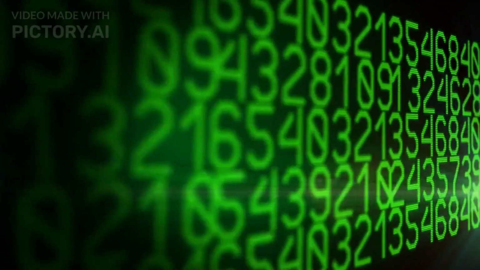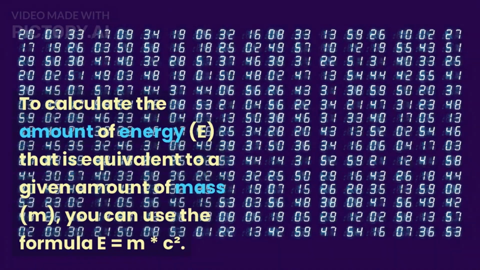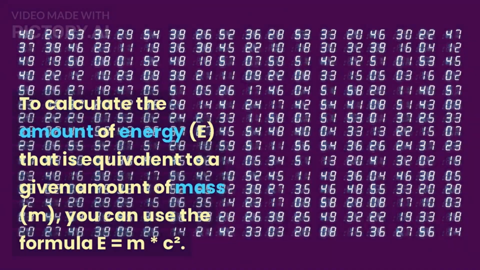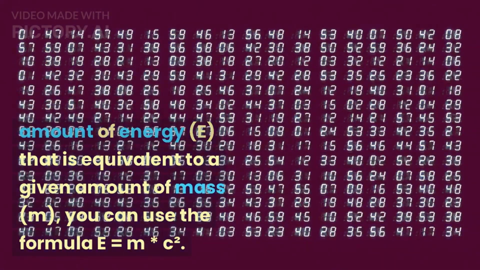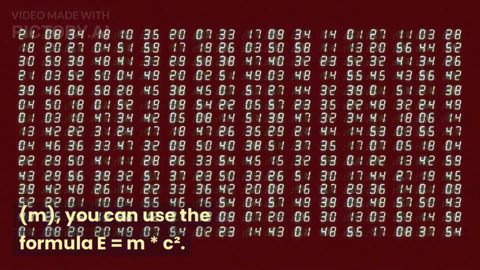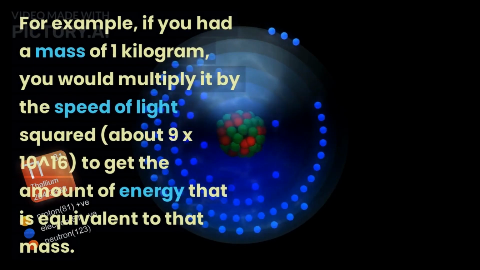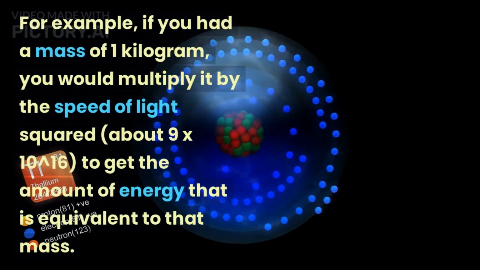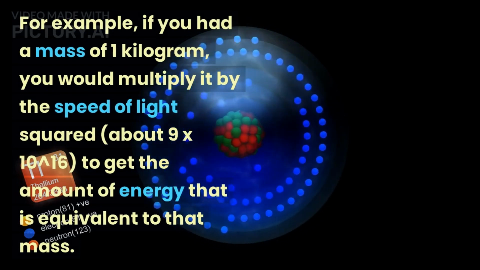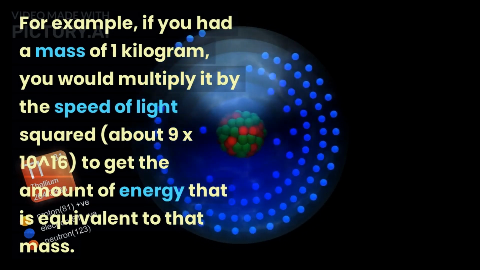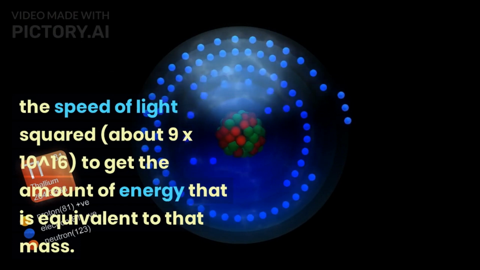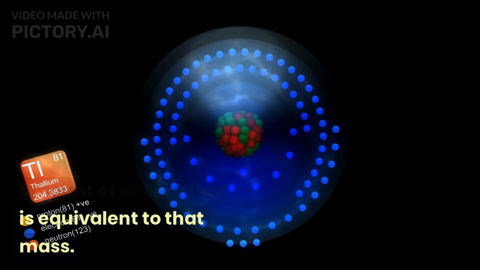To calculate the amount of energy, E, that is equivalent to a given amount of mass, m, you can use the formula E equals m times c squared. For example, if you had a mass of 1 kilogram, you would multiply it by the speed of light squared, about 9 × 10 to the power of 16, to get the amount of energy that is equivalent to that mass. The resulting energy would be about 9 × 10 to the 16 joules.